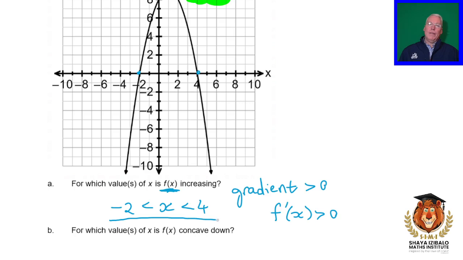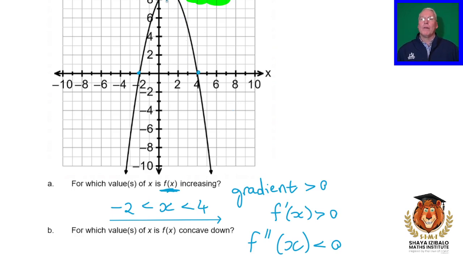Okay, when is the graph concave down? Now remember, for concave down, we want the second derivative to be negative. For the second derivative to be negative, it means that our graph must be going downhill, because the second derivative is going to be the gradient of this graph. When does this graph go downhill? Well, it goes downhill from 1 onwards. So concave down for x bigger than 1.